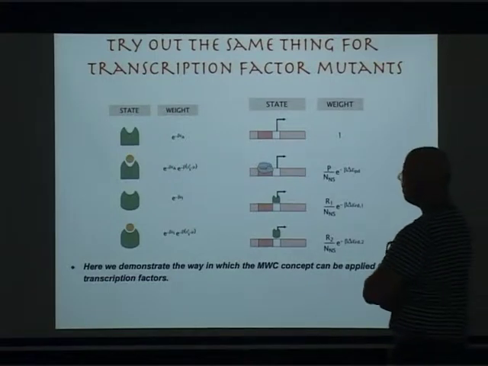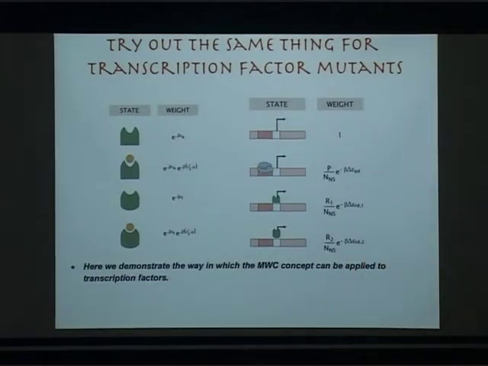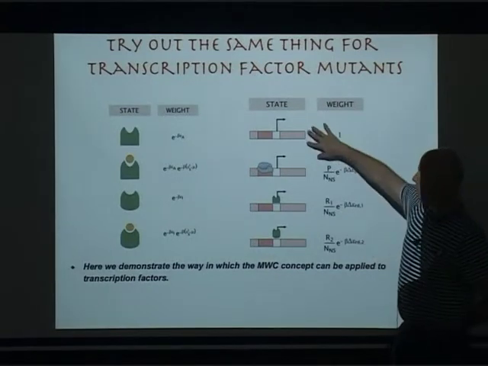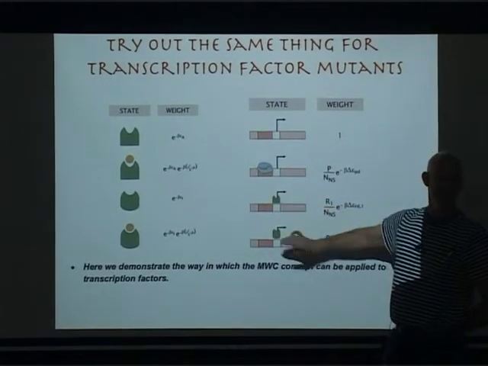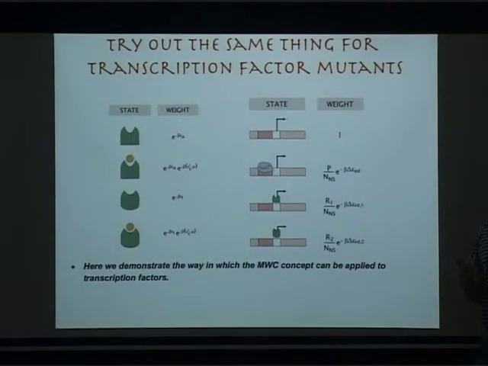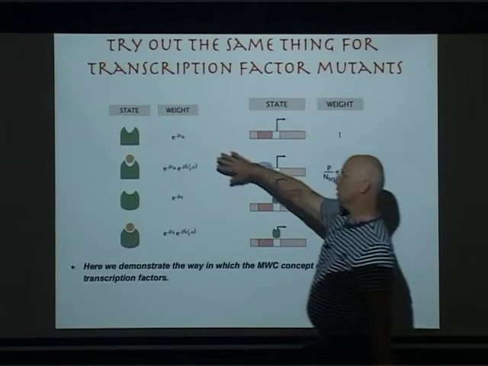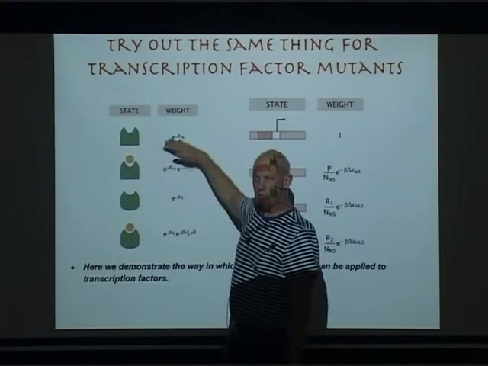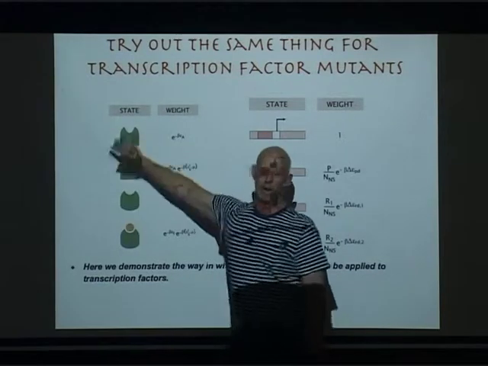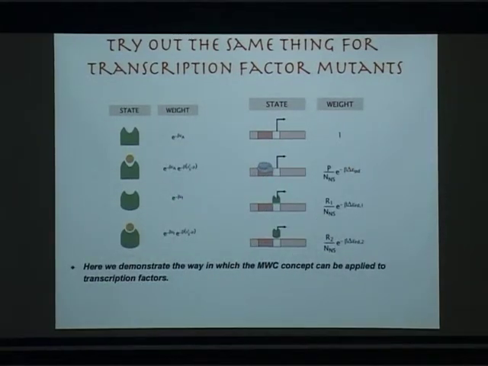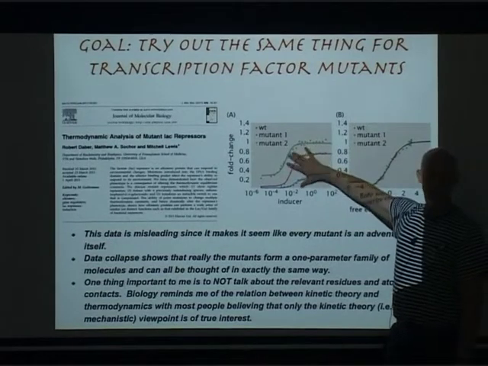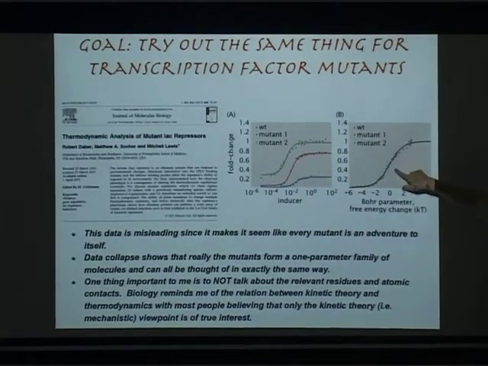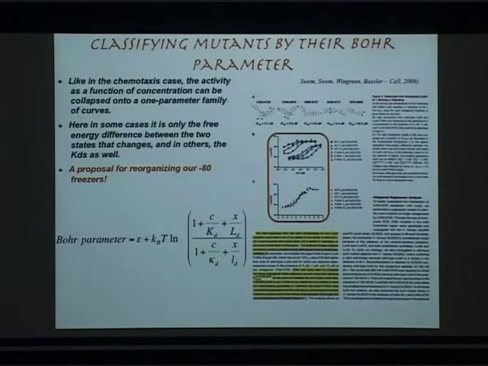Okay, so last example. I want to come back to what we talked about yesterday, which was transcription. Here I'm showing you the states we looked at yesterday, but now I'm acknowledging the fact that my repressor can actually be in two states, inactive and active. We can do the statistical mechanics in that case. Here there's an MWC description of the relative stability of active and inactive states. And here's the data, a bunch of different mutants, and here's the data collapse that you get by, again, just simply using the Bohr parameter.